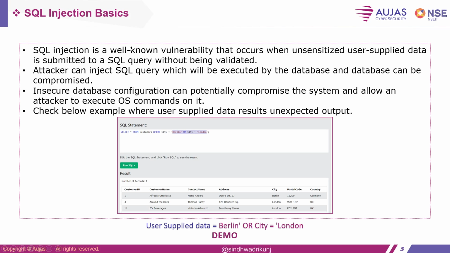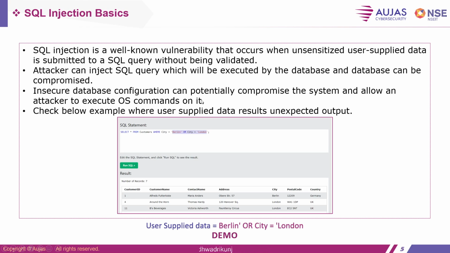So SQL injection is a well-known vulnerability that occurs when unsanitized user-supplied data is submitted to a SQL query without being validated. An attacker can inject a SQL query which will be executed by the database, and the database can be compromised. Basically, this query injection can be very critical, and I can inject my own statement. This is just a small example, but I can inject my own statement and exploit it further.